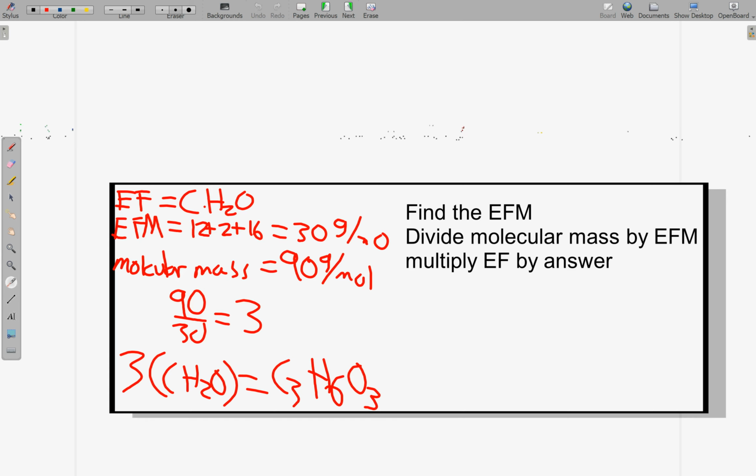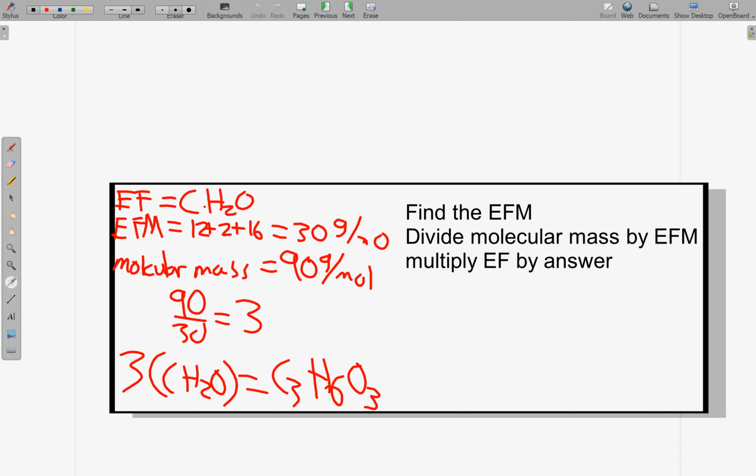So this empirical formula is CH2O. So that's 12 for the carbon, 2 for the hydrogens, and 16 for the oxygen. So that's 30. The molecular mass, we are told, is 90. So we take the molecular mass, divide it by the empirical formula mass, and we find that there are 3 times as many carbons, hydrogens, and oxygens in the molecular formula than in the empirical formula.